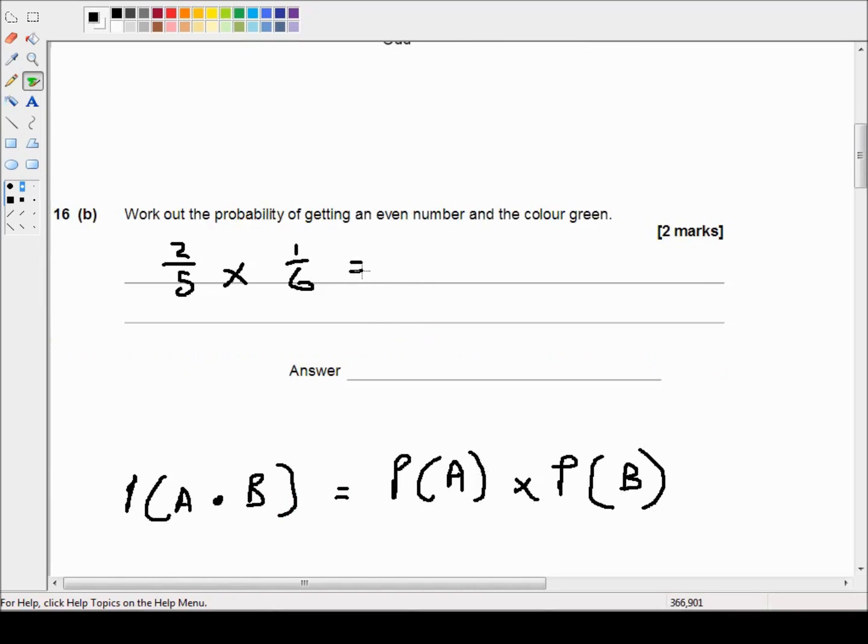And that's equal to, well, to multiply fractions you just multiply the numerators and denominators, so 2 times 1 is 2 and 5 times 6 is 30, which if we want we can simplify to 1 over 15, but I'm perfectly happy to just leave the answer as 2 over 30.